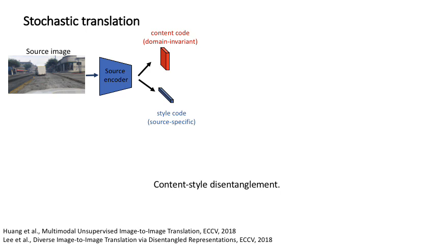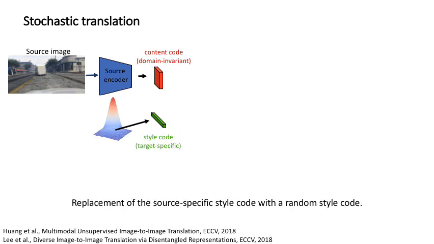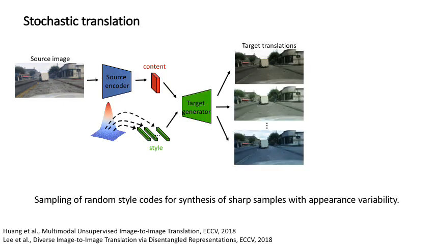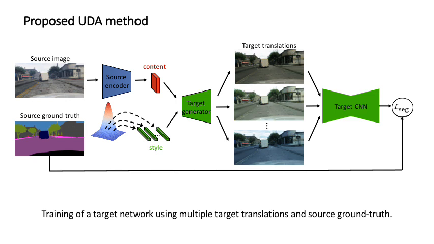Let me briefly describe the stochastic translation. Given a source image, we can disentangle it into a domain invariant content code and a domain specific style code. Then we can replace the source style code with a random style code, sampled from a normal distribution with zero mean and unit covariance. Combining the random style code and the content code allows us to pass content from the source image to its target counterparts. The uncertainty in the translation is captured by the domain-specific style encoding that is inherently uncertain given the source image. In this way, we have a distribution of translated images to train the target CNN, and this allows us to leverage both accurate translation and data accommodation for appearance variability.